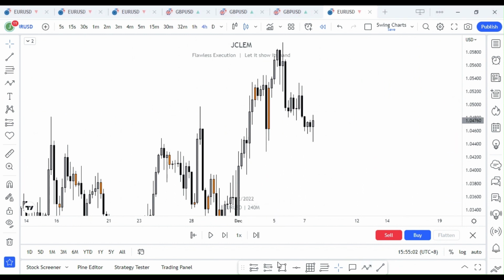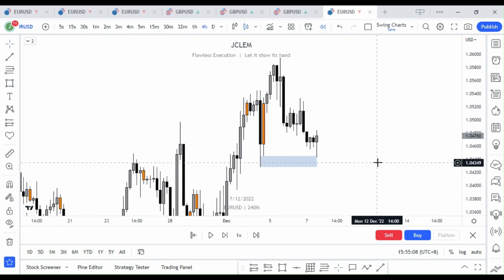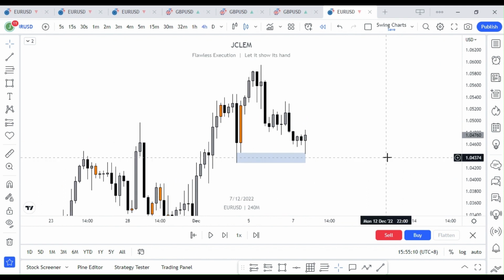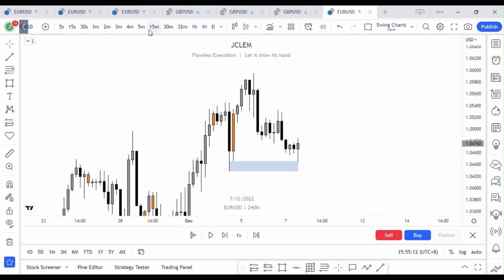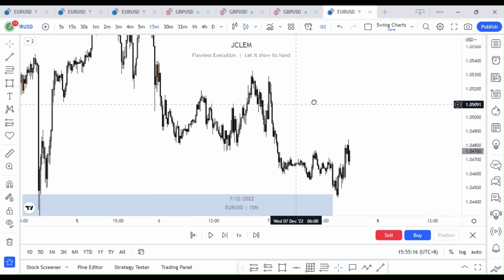So I knew that I wanted to be trading below this. This was my POI, my point of interest, my order block, you could say, on the 4 hour time frame. Great. So now I needed to drop down to the 15-minute time frame.